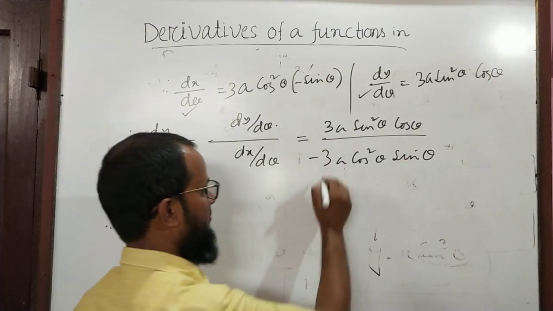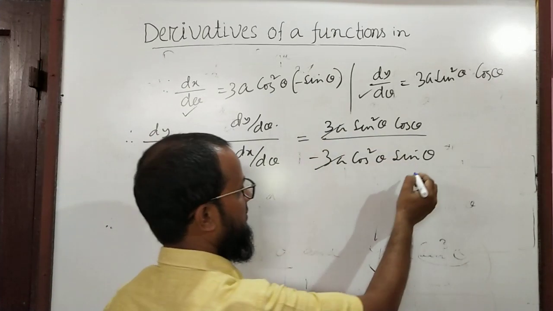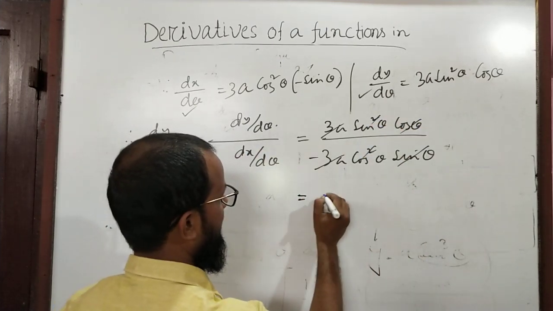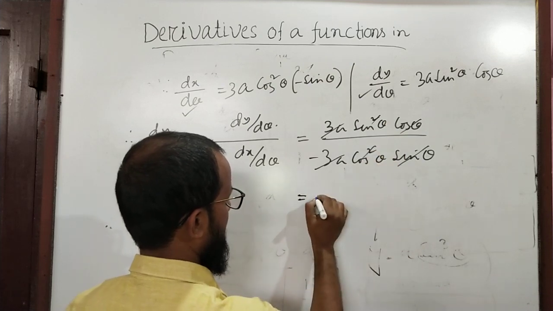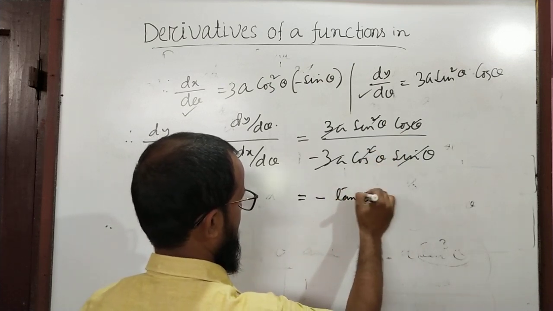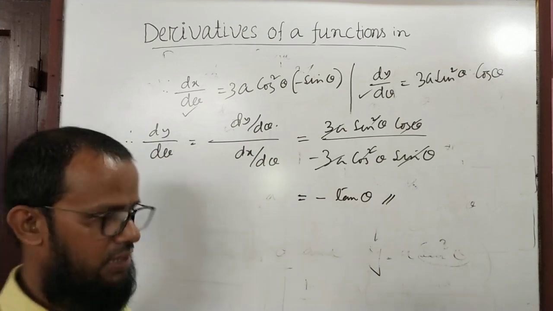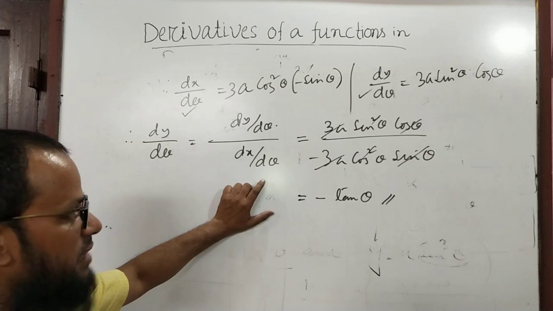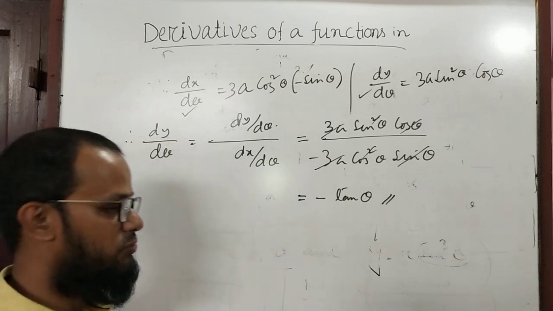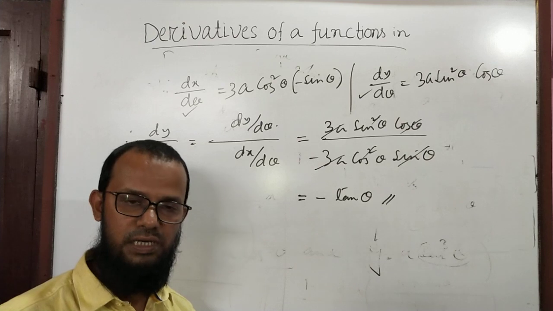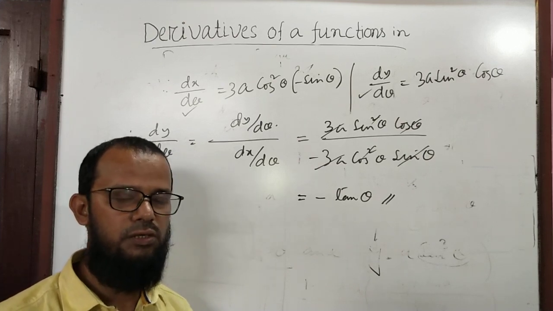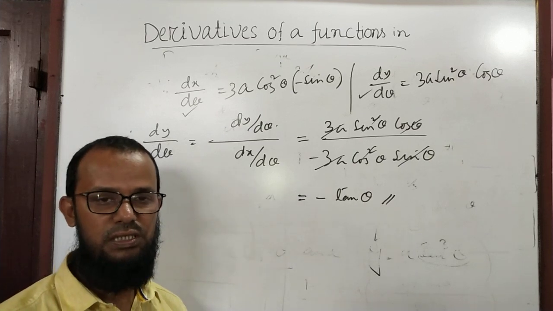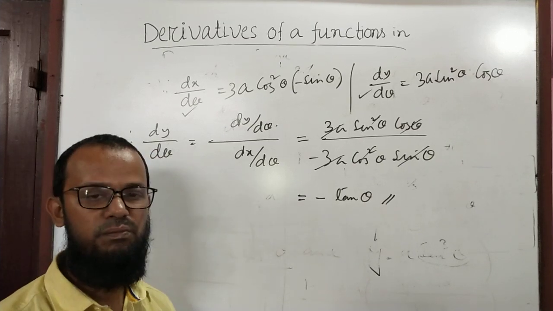Here some calculation is required, so some terms cancel, and finally you get sin theta by cos theta with a minus sign, that is minus tan theta. This is your final answer. So hope you understand. This is another way of solving. Sometimes the Cartesian form will be given, and it will ask you to reduce it into parametric form and hence find dy by dx. In this process you can solve such type of problem.